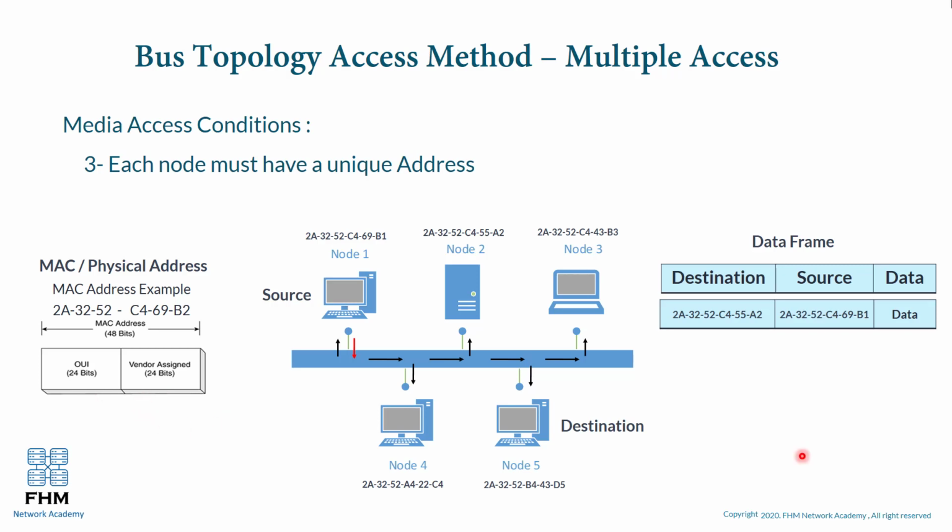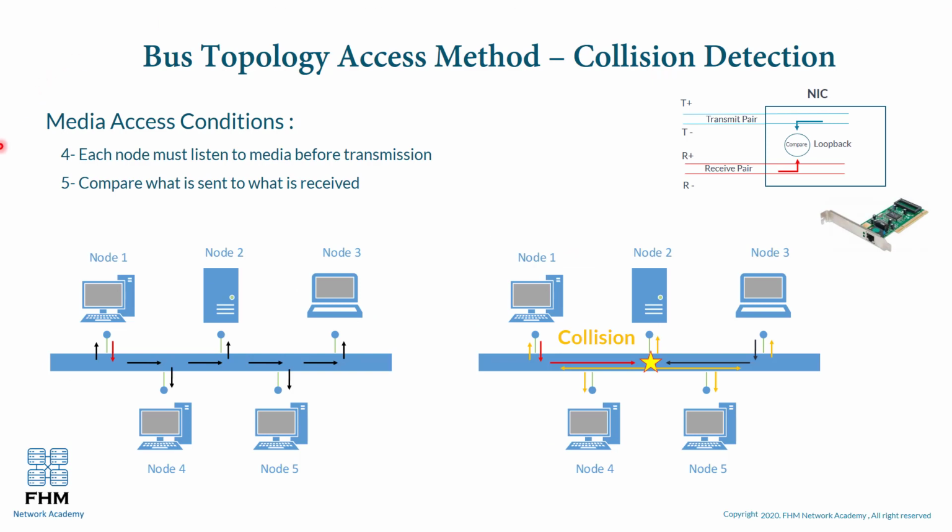Another condition for access to the media is the fact that we have a shared media. If two nodes send their signals at the same time, the signals would collide with each other. So each node must listen to the media before transmission. And when the node realizes that the media is clear and starts sending a signal, the node should compare the signal being sent to the media with the signal being received from the media.